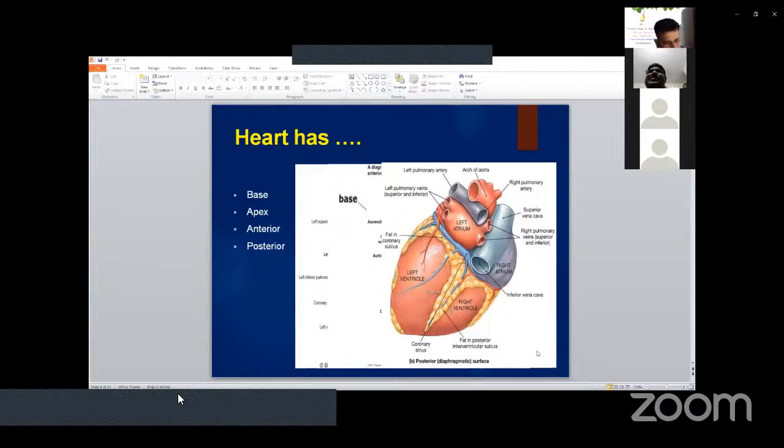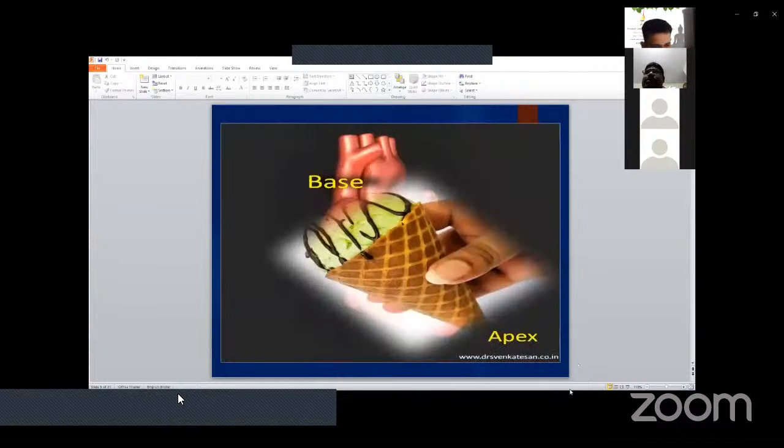See the slide number 7. Now you can understand the structure of the heart. You can see the top edge is the base. The bottom edge is the apex. So we can move to slide number 8.